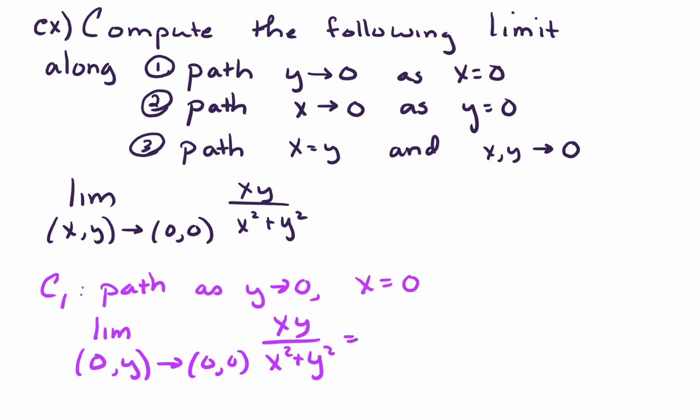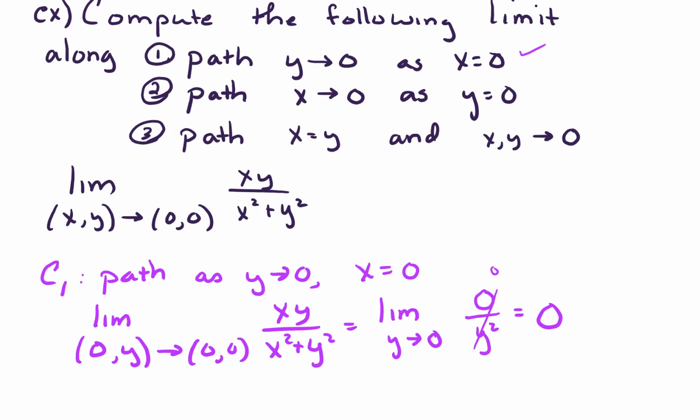Okay, so what do we have? We have x is 0, so this is going to be the limit as y goes to 0. Plugging in x equals 0, we just have 0 in the numerator over y squared, and 0 over anything is 0. So that limit is equal to 0.